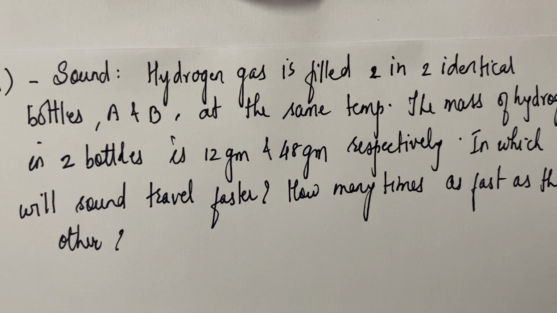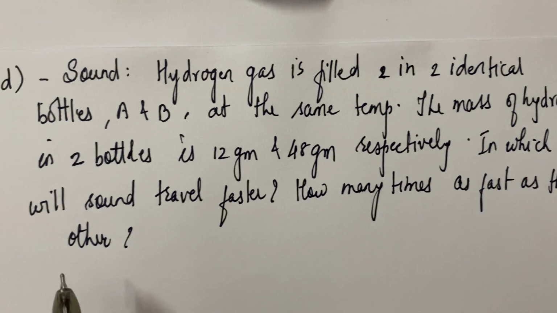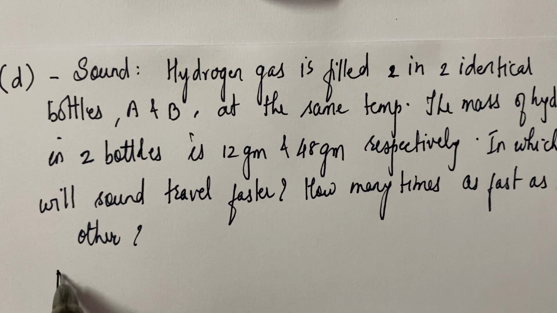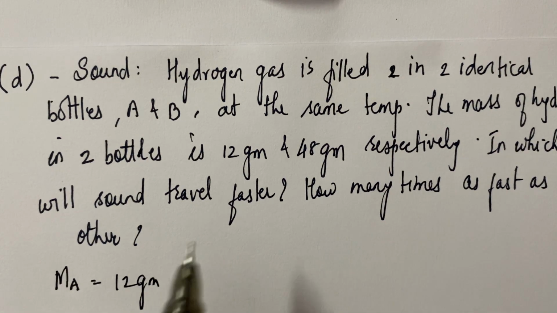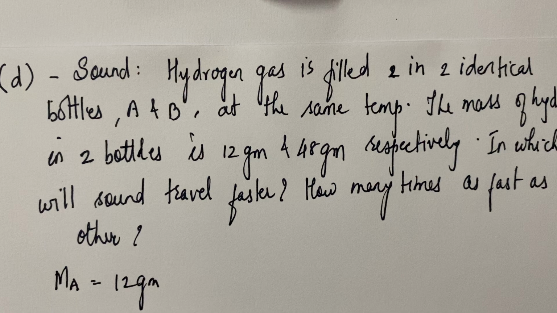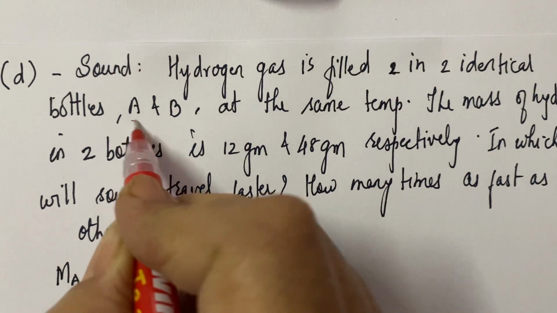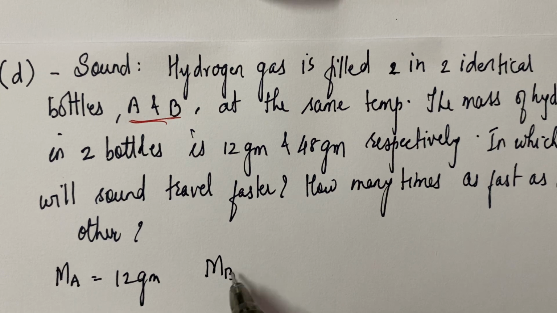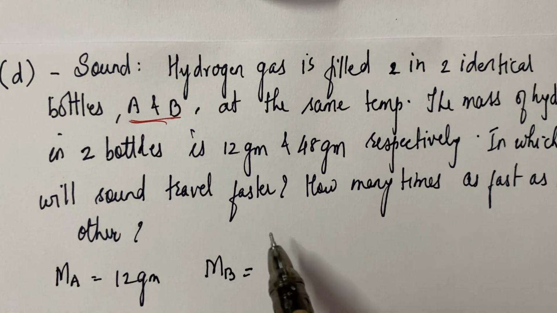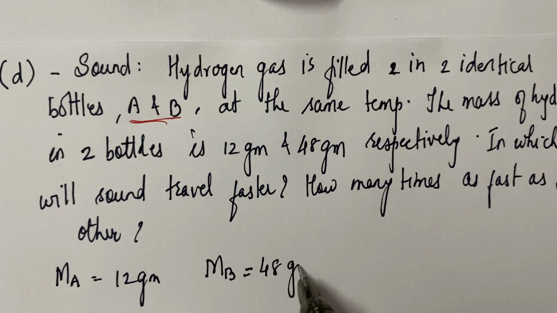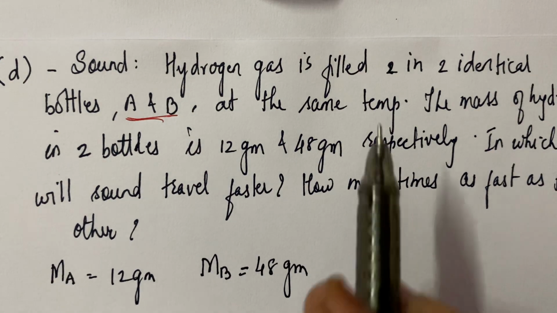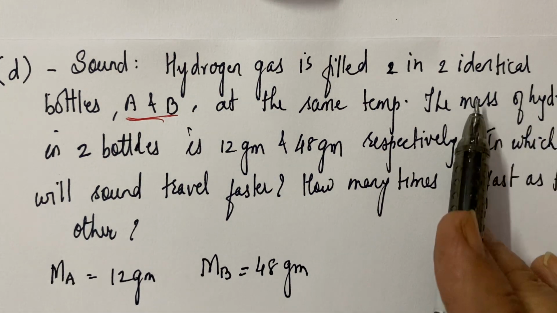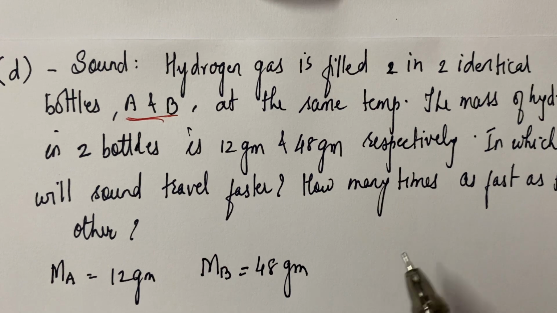Okay. So we have been given the mass of bottle A as 12 grams. There are two bottles, A and B. So the mass of bottle A is 12 grams and the mass of bottle B is 48 grams. Now as the bottles are identical, their volume will be the same.